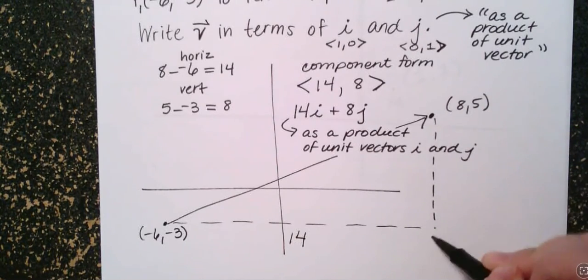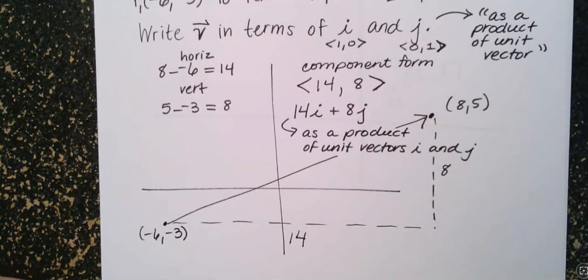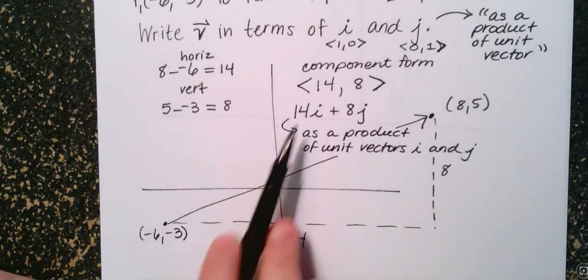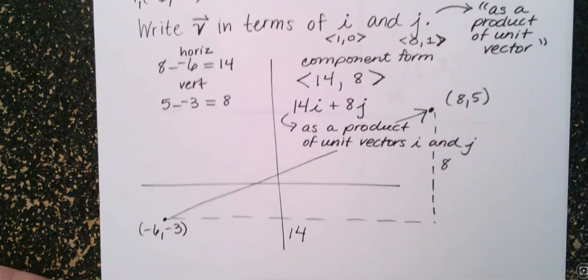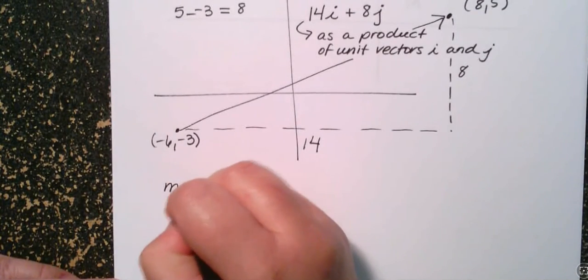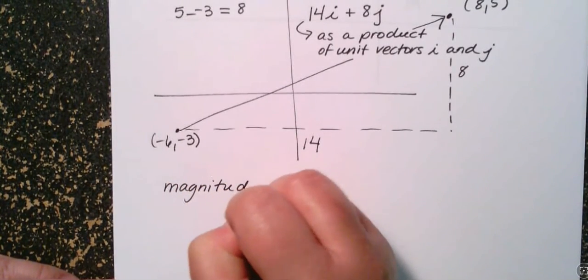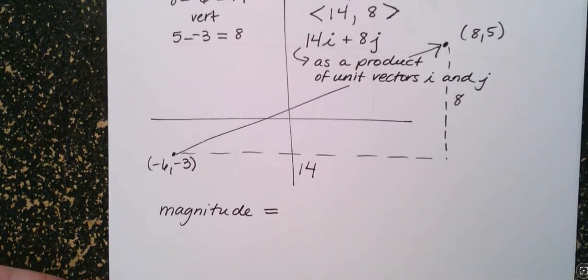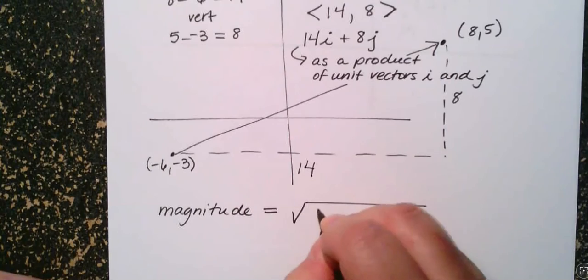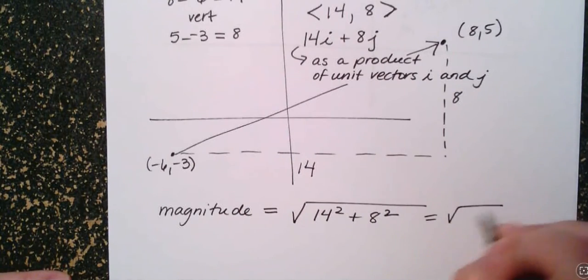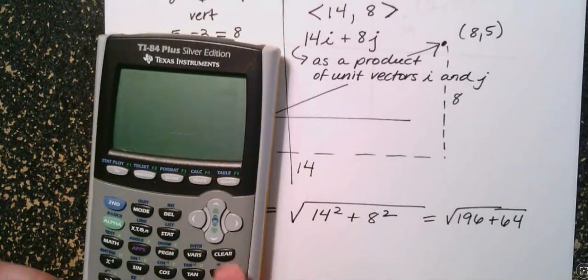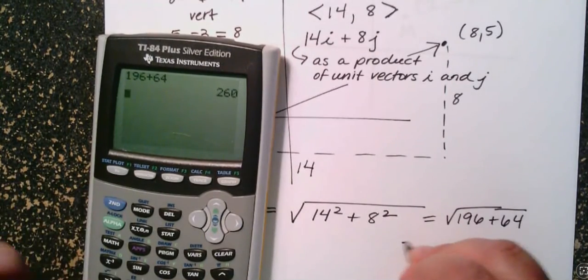So if we have it written either in component form or as a product of unit vectors, then we know the horizontal distance and the vertical distance. So we're going to use Pythagorean theorem. So if I want the magnitude of this particular vector, which means just basically its length, I'm going to do square root of 14 squared plus 8 squared. 14 squared is 196, 8 squared is 64. Put my calculator away here. That should be 260. So I've got square root of 260.